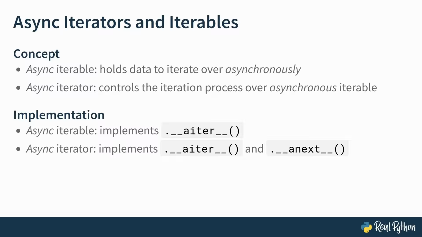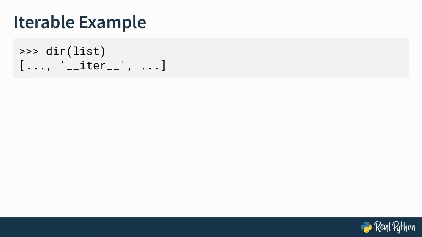Okay, now to bring this concept a bit more to life, I'd like you to think back of a list, which you know is an iterable. So I invite you to open up your REPL and apply dir to the list object. And when you hit enter, you'll see a whole array of methods and special methods, one of which is the __iter__ special method. So the list object is an iterable because it implements the __iter__ special method. That is what that means.